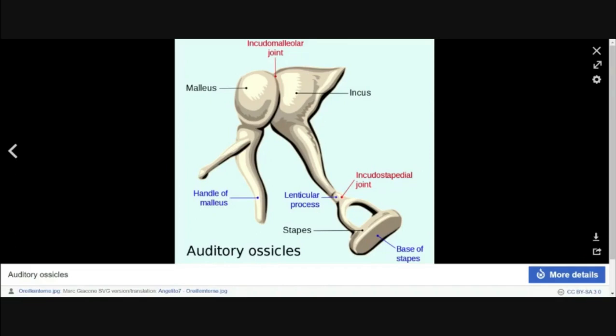Okay, so this base of the stapes, you have to imagine, is stuck onto a membranous structure of another hole, which is oval in shape, and this forms the oval window. I hope you can imagine that there is a membrane attached to here. So when the malleus moves, the incus moves, and the stapes also moves.